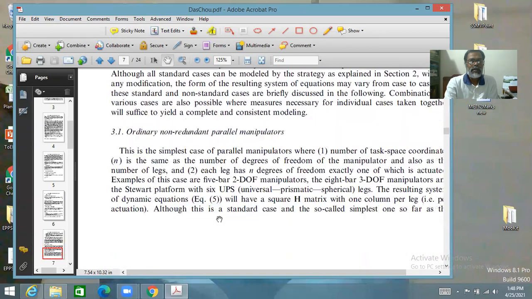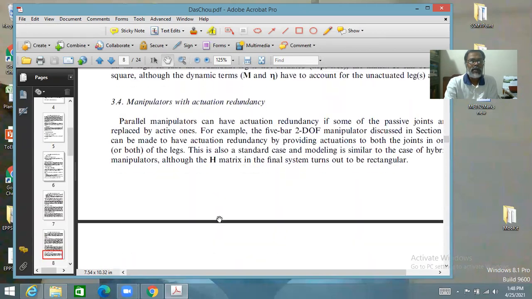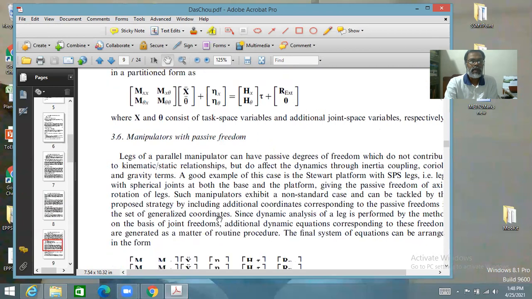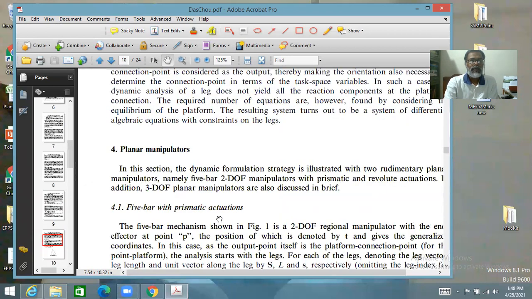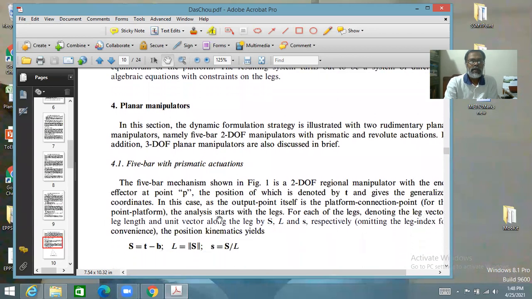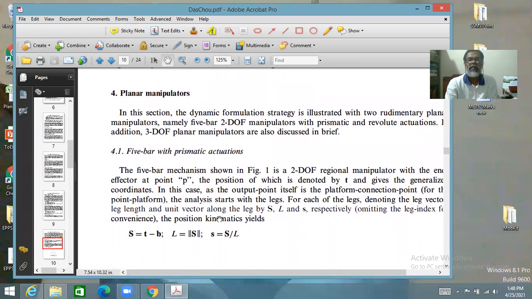This right now we bypass. First we go to the examples. First we talk about planar manipulators. To keep things simple, 5-bar with prismatic actuations.